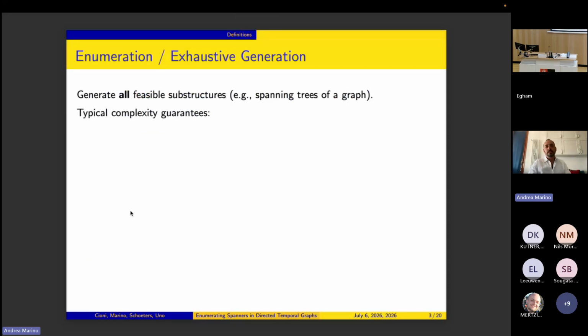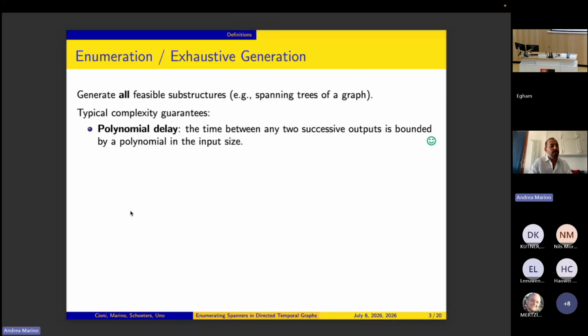I don't know how familiar you are with enumeration and exhaustive generation. I'm going to talk about what it means to design an efficient algorithm for enumeration. In enumeration, you want to produce not just one solution, but all the solutions, like when you have a graph and you want to produce all the spanning trees of the graph. And what does it mean to be efficient? You cannot say it's efficient if it's polynomial, because you are going to list an exponential number of objects.